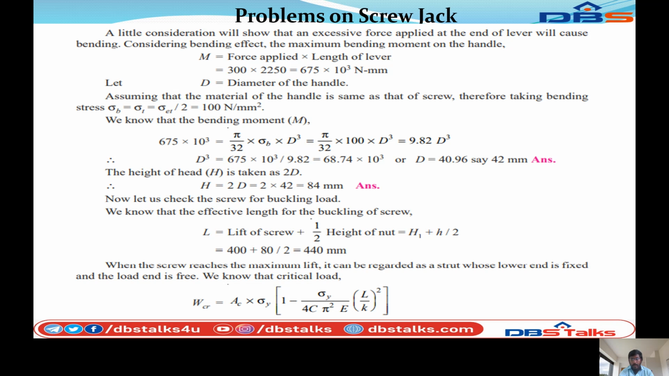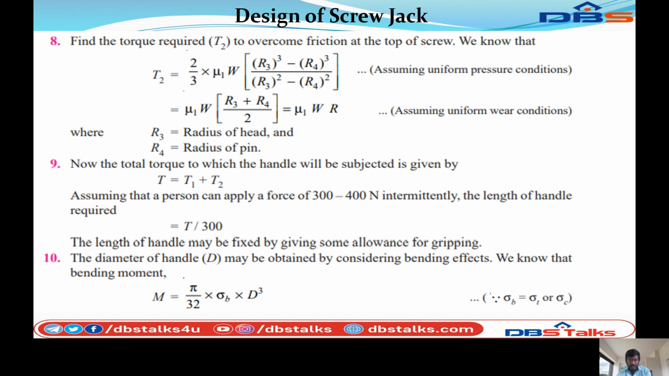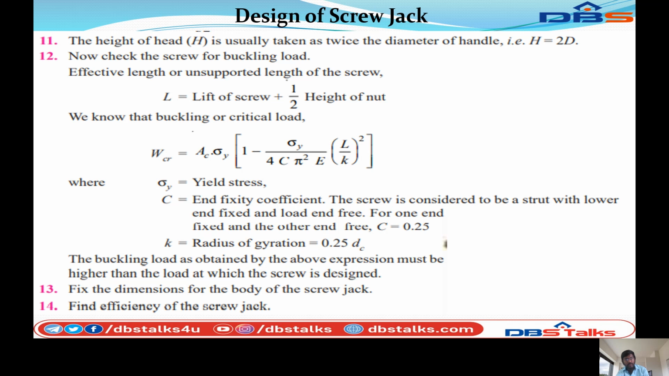We know that when the screw reaches the maximum lift, it can be regarded as a strut whose lower end is fixed and the load end is free. So the critical load WCR is equal to AC into sigma y into 1 minus sigma y by 4C pi square into E into (L by K) whole square, where K is the radius of gyration, 0.25 into DC. This is already seen in the design procedure. These values are substituted in the problem.